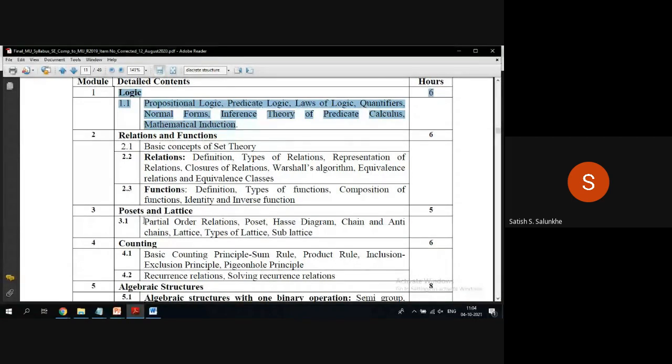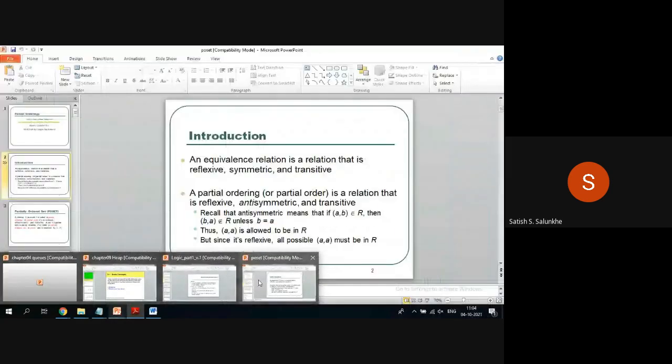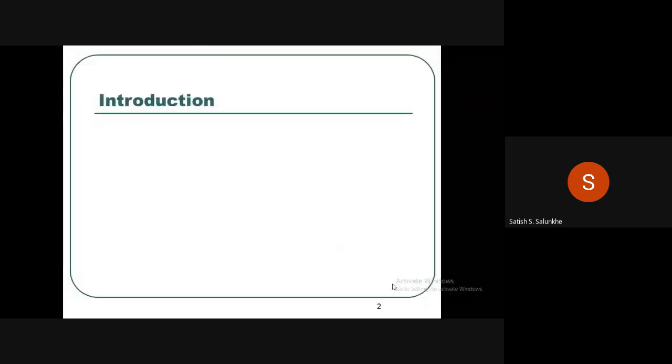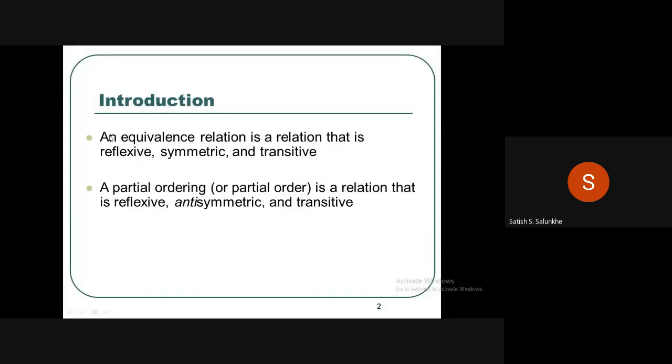So let us quickly try to understand what is partial order relation. We already saw what is equivalence relation. Equivalence relation is a relation that is reflexive, symmetric, and transitive, when it satisfies these three properties. Similarly, what is partial order relation? When we say a relation is a partial order relation, it is reflexive, antisymmetric, and transitive. So where is the difference? It is with respect to the symmetric and antisymmetric nature. So please try to understand what is symmetric relation and what is antisymmetric relation that we already studied.